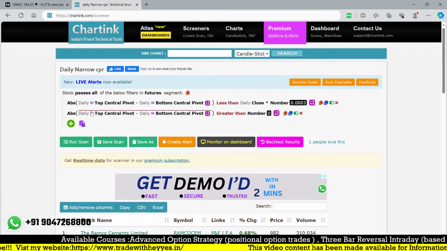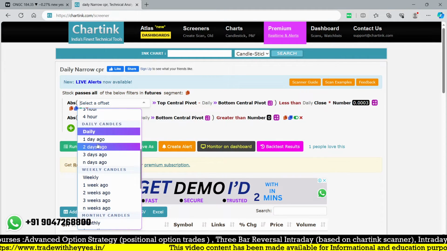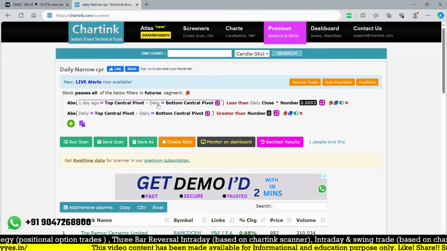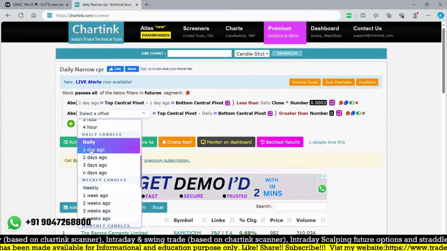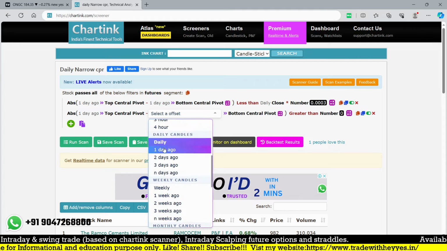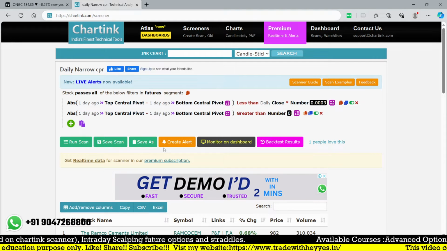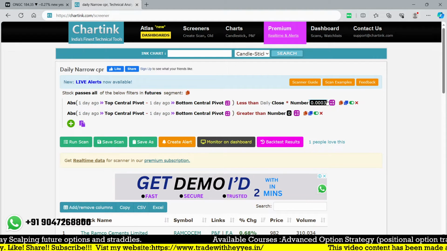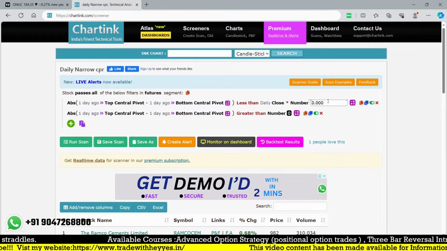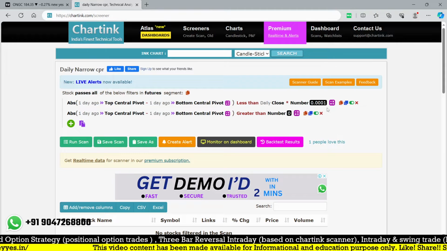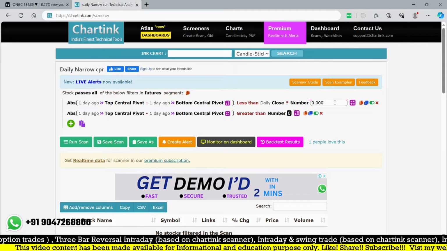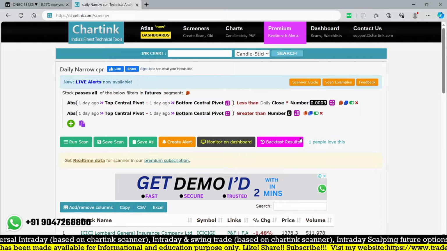What I can modify here is the one day ago top central and one day ago bottom central, and one day ago. If you change everything to one day ago, it always shows you the current day scenario. If I change that level, you will easily find which stocks have a narrow CPR today. So this is a live market where you can run the scanner.